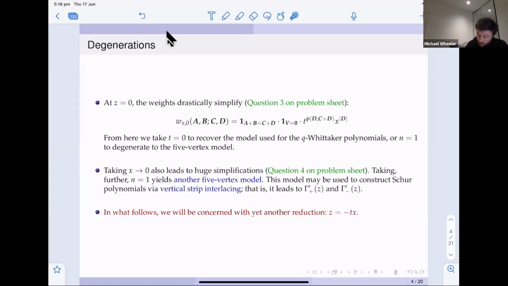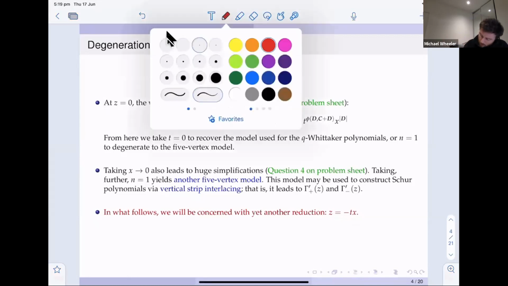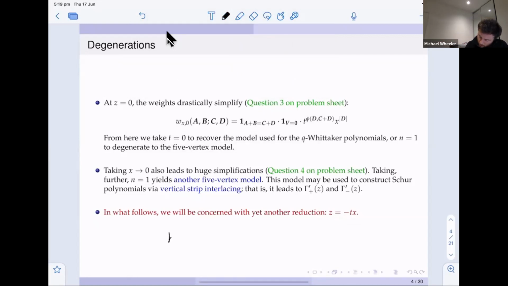So I just want to say that, yeah, these other versions of the Schur processes are also contained in these weights. But in this lecture, we will be looking primarily at one other type of reduction, which is where you set z equal to minus tx. And although it's written in a slightly disguised form here, this is actually the limit where the horizontal line, basically the line that goes through a tile, this line here, becomes fundamental.